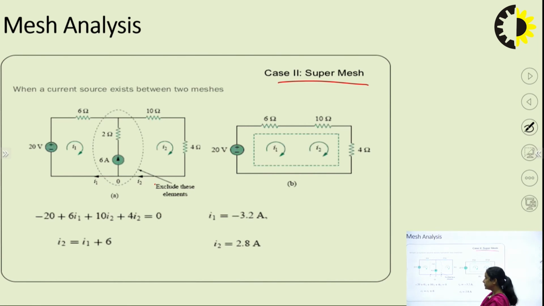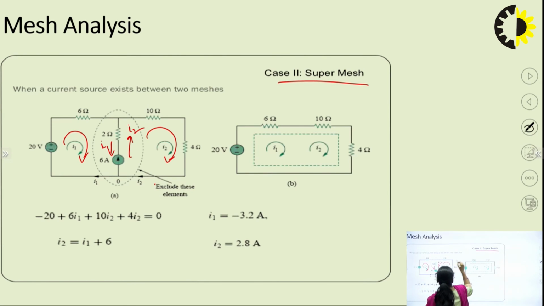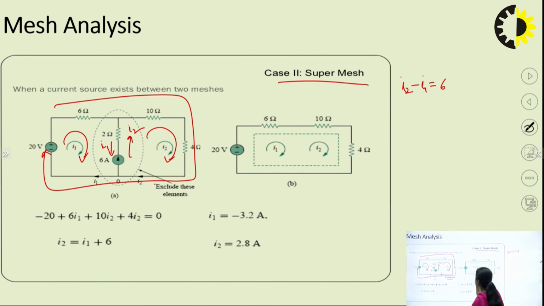exclude these two elements. See, you had considered current I1, you had considered current I2. Now by observation you can write I2 minus I1. Here I2 is in this direction, I1 is in this direction. So I2 minus I1 equals 6. Okay, one equation is already there. Now you just apply KVL through this loop as shown here.